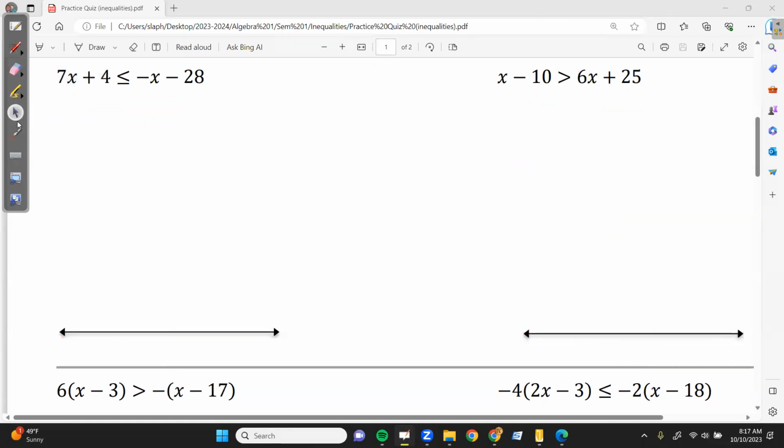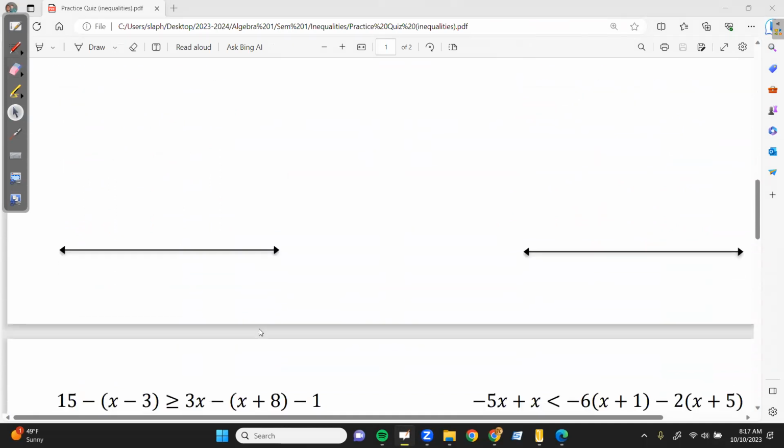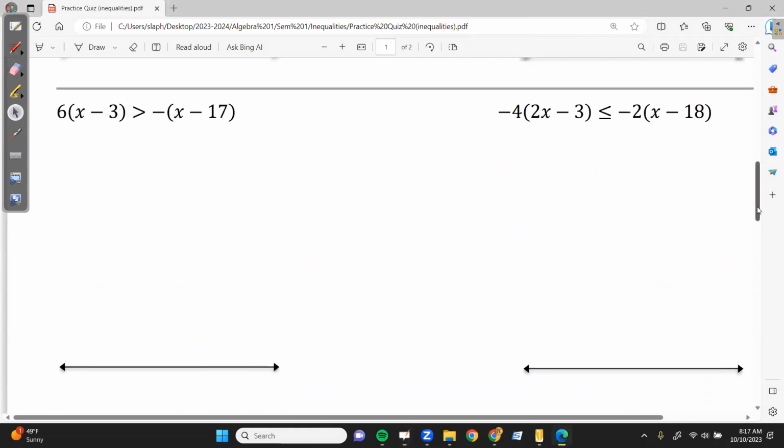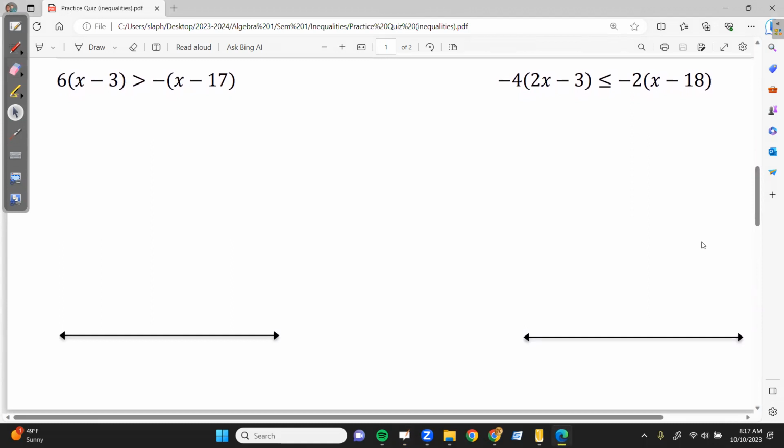On to the bottom row. Problems 5 and 6. I know they're not numbered, but if they were, they would certainly be called problems 5 and 6, right? This is just a basic distribution question. So on the left, I get 6x minus 18. Keep the sign the same. And on the right, again, here I am, mid-October, still quizzing you on can you distribute a negative. When you put the negative through the parentheses, you get negative x, but you have to change the 17 to plus.